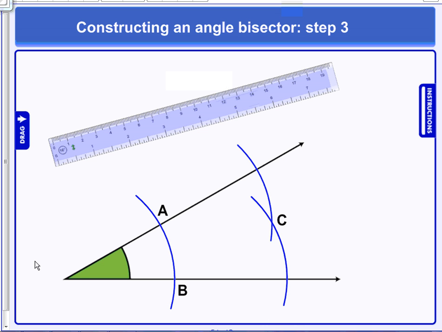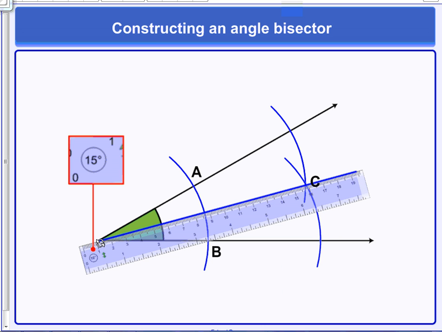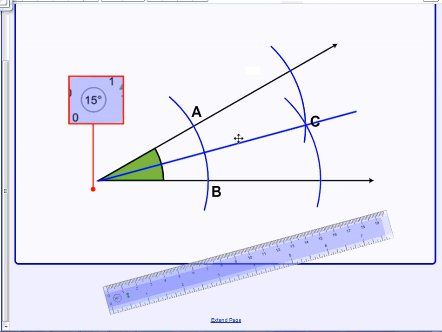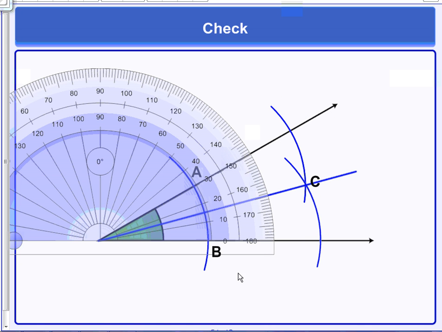Now where these two arcs right here meet is where you are going to match the vertex up with where it's meeting and draw a straight line. So then what your end result should look like is you should have two congruent angles, as they're demonstrating here using the protractor. So we have a 15 and a 15, for the whole angle to be 30.